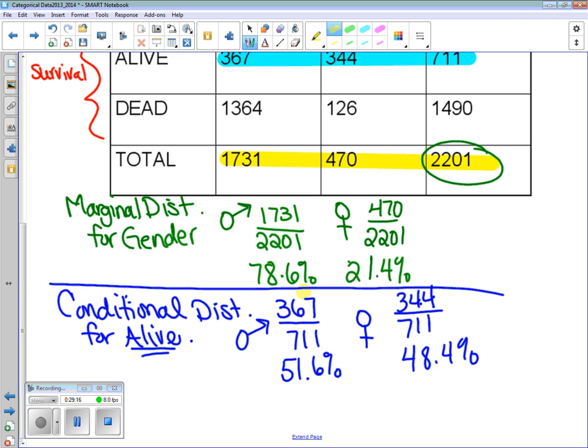Because there was a higher percentage of just males on the boat, but half of those males died, over half, and women, there weren't as many, but half of them died too, right? Well, you either lived or died, so they're complements of each other, right? So it's not a big deal.